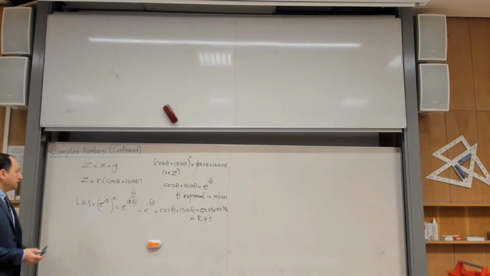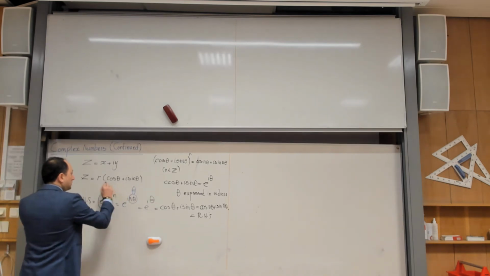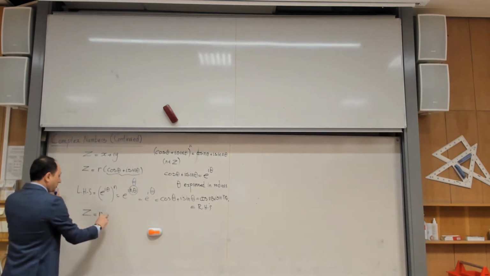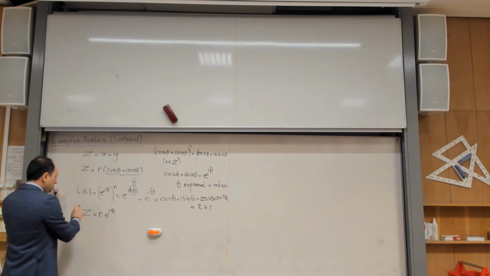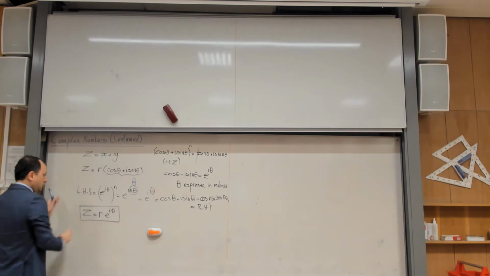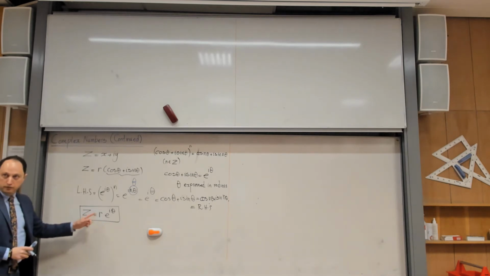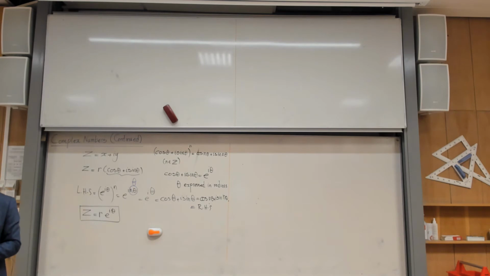Okay. And then, because of Euler's formula, this part can be written very nicely as r e to power i theta. So this is a very nice compact form of writing a complex number, and this is called the exponential form of the complex number. Yes?